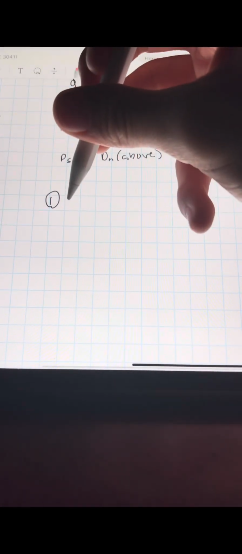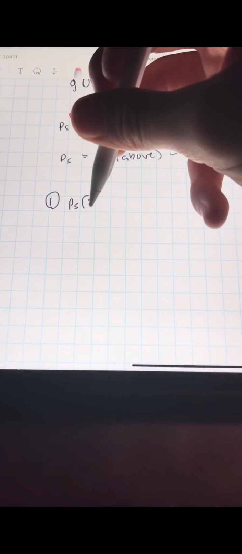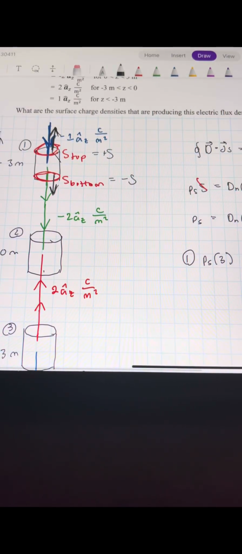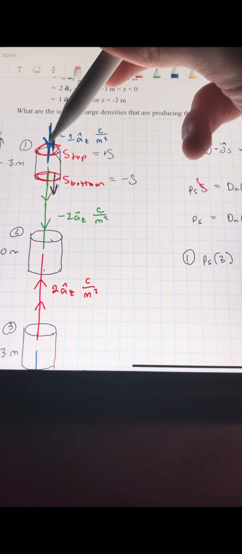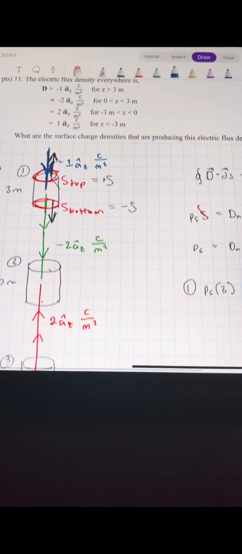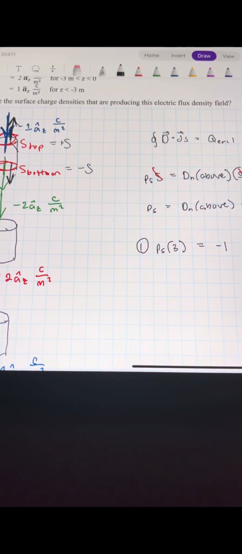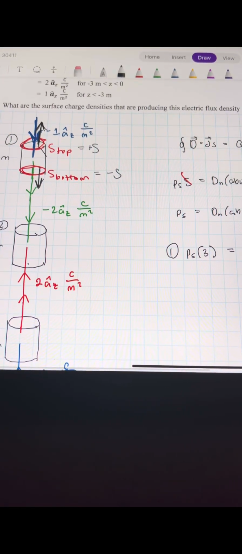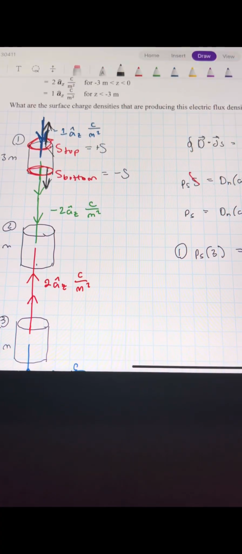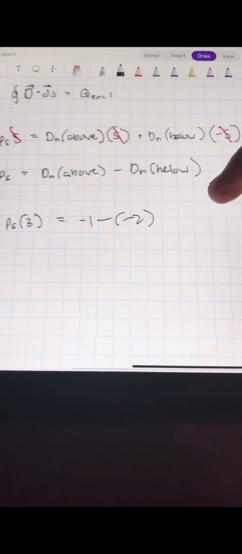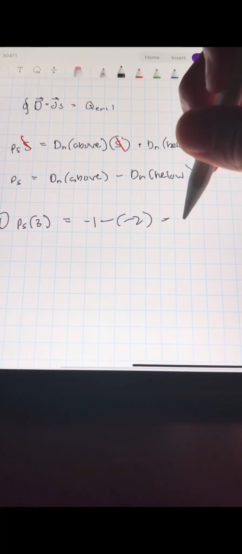So at z equals 3, I have rho of S is equal to the contribution just above, which is -1, right? Just above, we have a -1 value for our electric flux density vector. So we have -1, and that's minus the contribution just below, which is -2. So that's minus -2. So we get that at z equals 3, the surface charge density is +1 coulomb per meter squared.